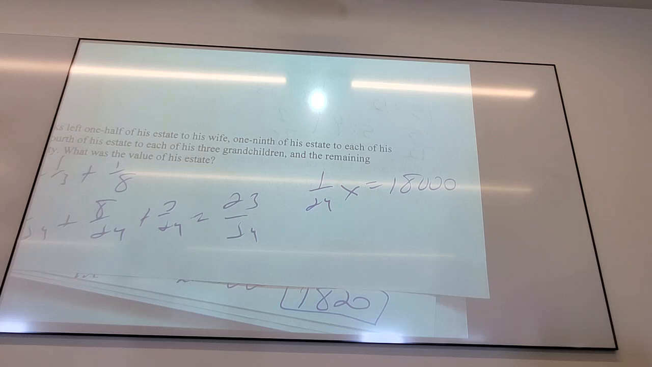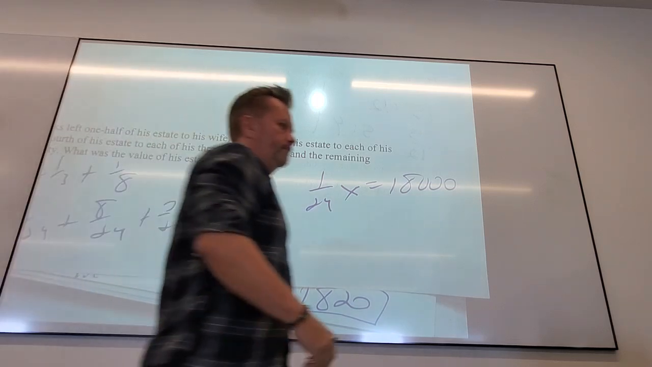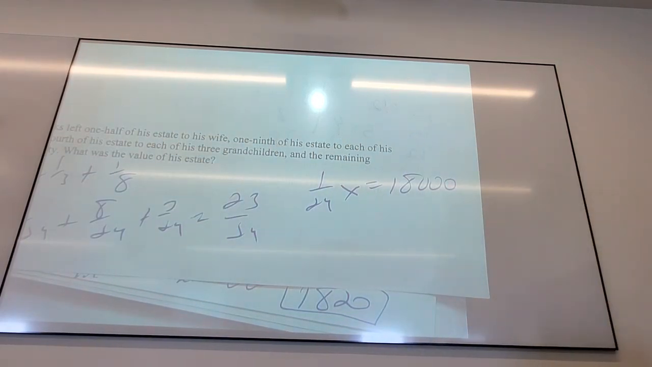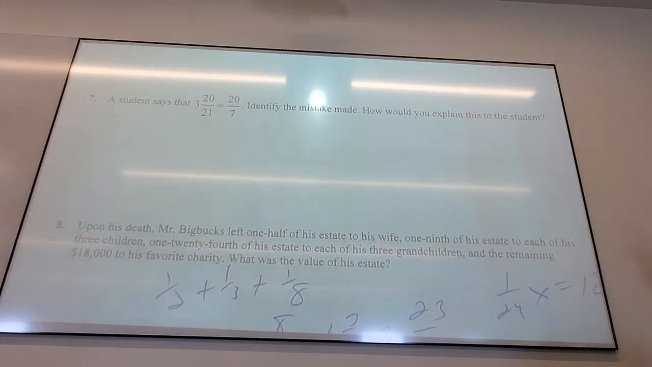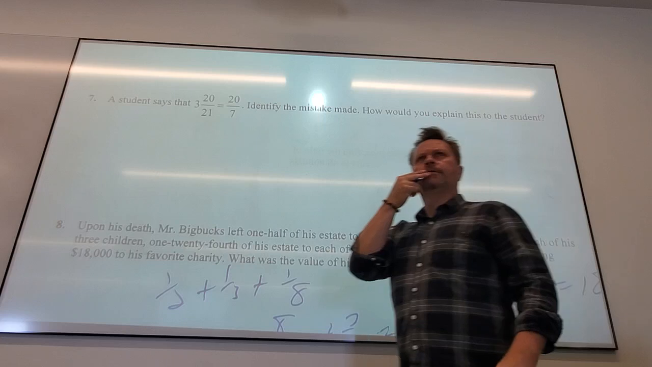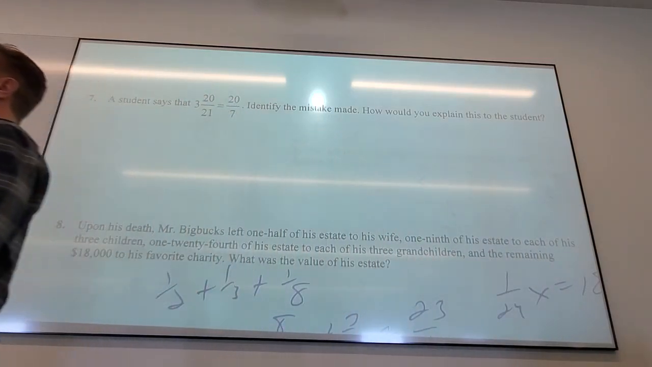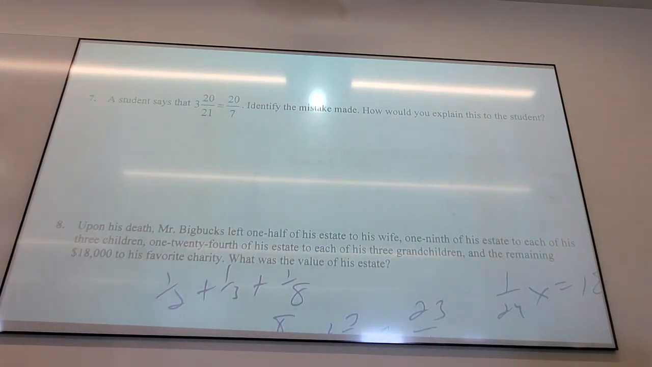For number 7, I didn't understand. Me either, that's why I asked you guys. Can you not identify what they did? No, I think that's right. Can anyone identify what they did? Yes? He divided. 21, 23, yeah.